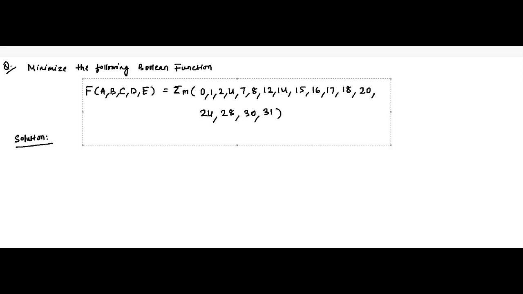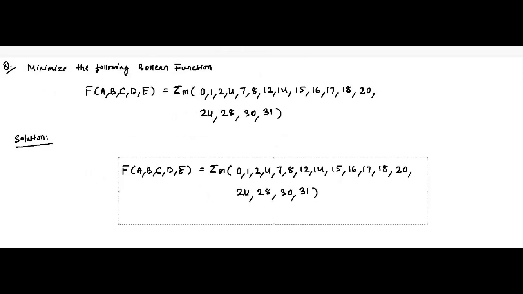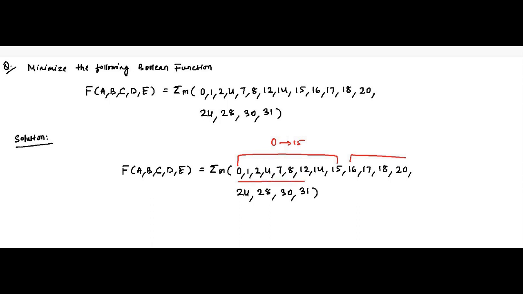So first thing we have to do is take the function, then split it in two parts. First, the minterm values falling in the range of 0 to 15, and then the remaining falling in the range of 16 to 31. Two separate K maps will be used, so we have to first draw the K maps.